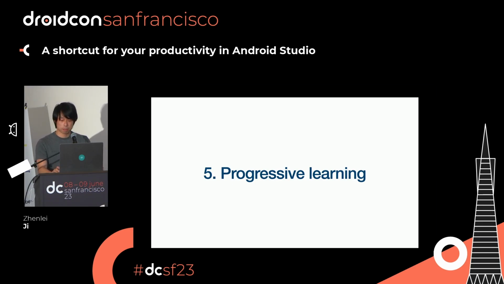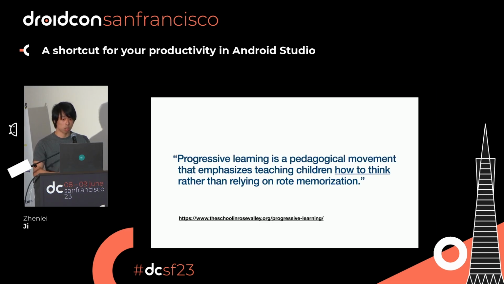And then the most important part of this talk, a key takeaway, is the progressive learning. So in this part here, I will explain what is progressive learning. So there is this article that is explaining. Progressive learning is a pedagogical movement that emphasizes teaching children how to think rather than rely on rote memorization. I will underline how to think, because to memorize is really, really hard. So if you know why the guy created this kind of combination of shortcuts, start thinking why he did it this way, you will memorize out of the box.